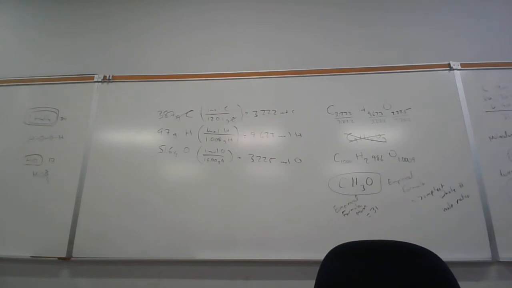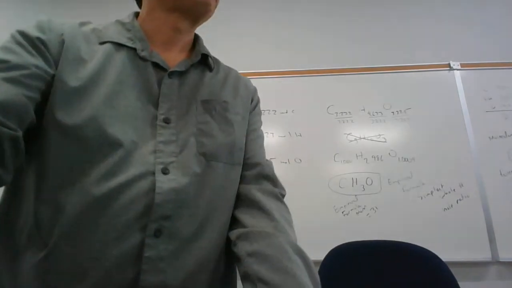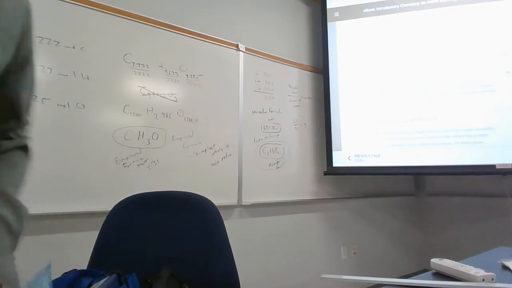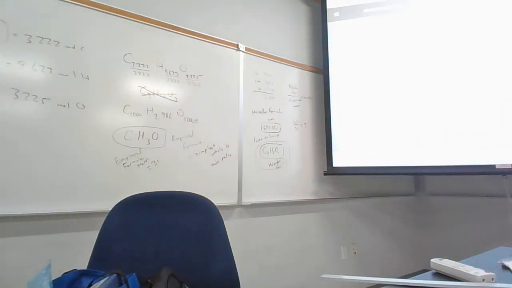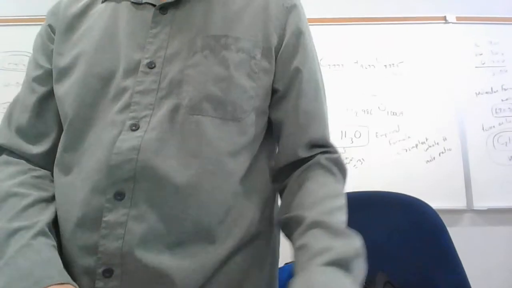A compound is found to contain 25.24% sulfur and 74.76% fluorine by mass. What is the empirical formula for the compound? Okay, but they give you some additional data. The molar mass for this compound is 254.1 grams per mole. What is the molecular formula for this compound? So we want to figure out the empirical formula first and then the molecular formula.